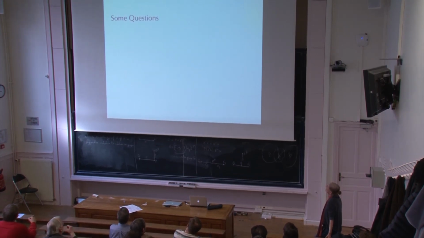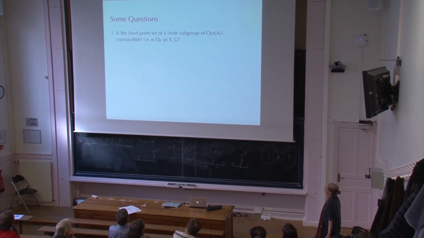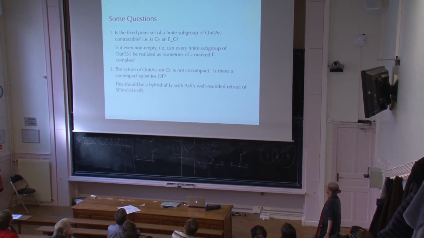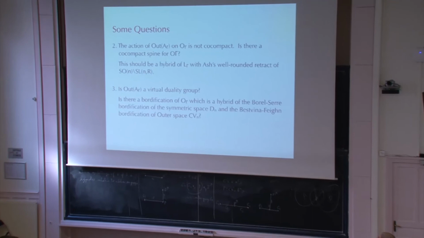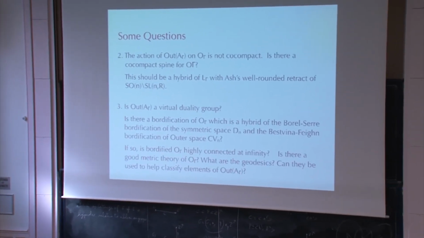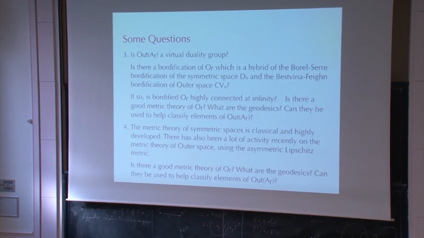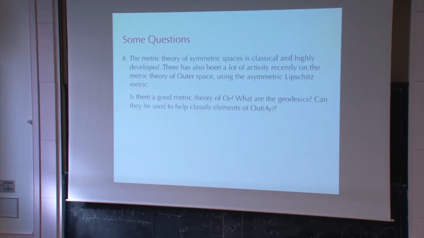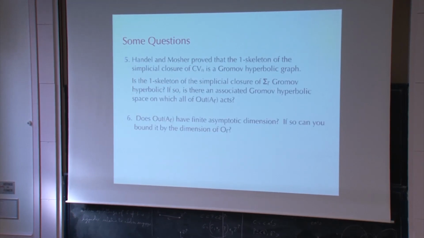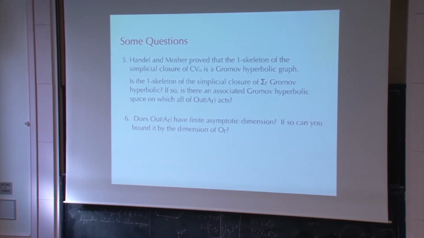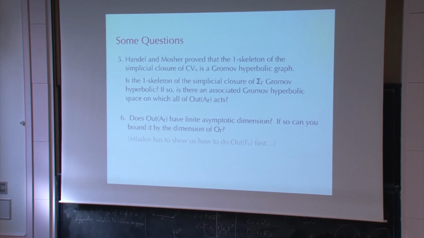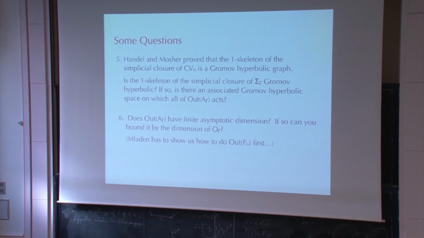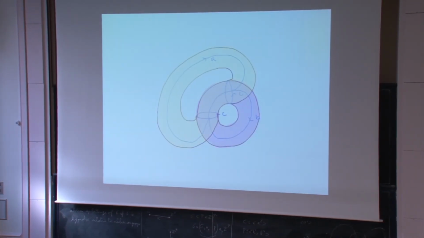I have a lot of questions. This is a space, and it's new, and there are millions of questions. I'm going to show the last one, because I'm out of time. I'm sorry, I misjudged the time here. Does Out(A_Γ) always have finite asymptotic dimension? Mladen first has to show us how to do Out(F_n). When he's done, we can do this one. Okay, so that's all.